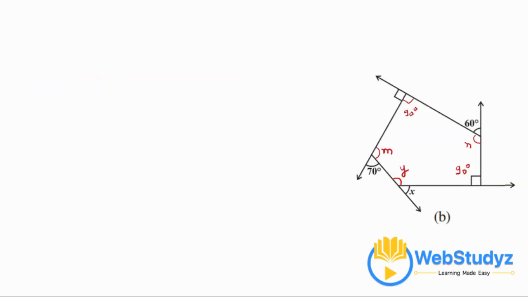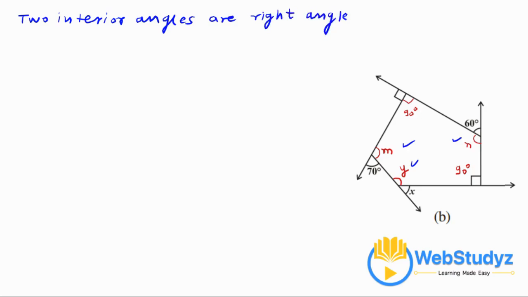Now move on to the second part. Here we have to assume three interior angles as M, N and Y. Now let's jump on the solution. So we can write that two interior angles are right angles. That means they are of 90 degree.